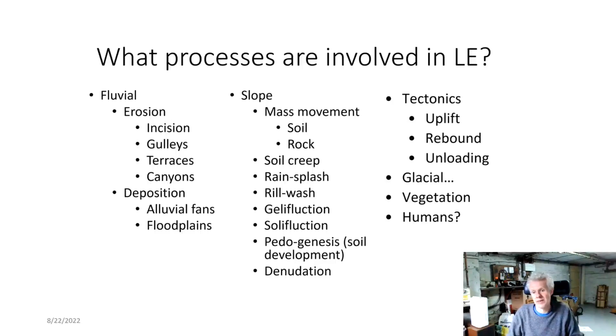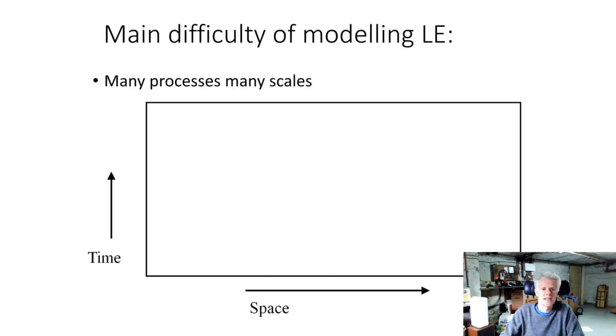We also have glacial processes, vegetation processes that we just talked about, and of course us humans, and what effect that makes. And so this is one of our problems when modelling landscape evolution. We have many processes acting at many scales. This is a classic diagram.